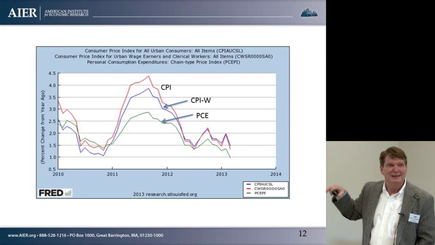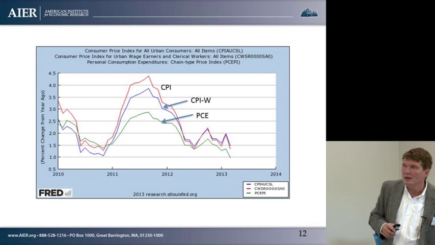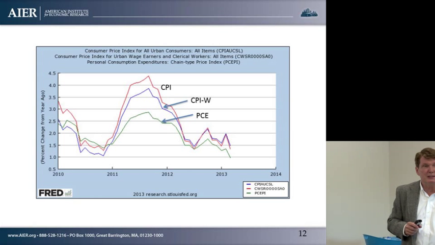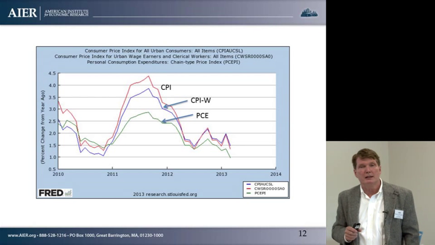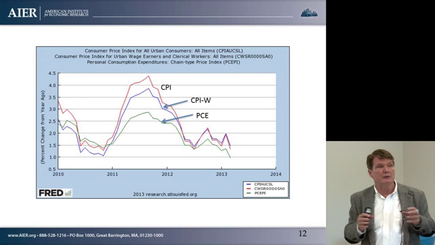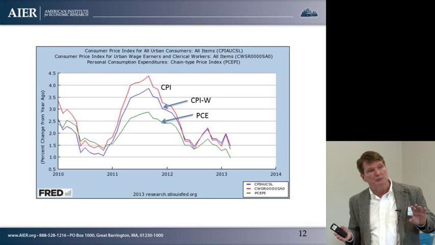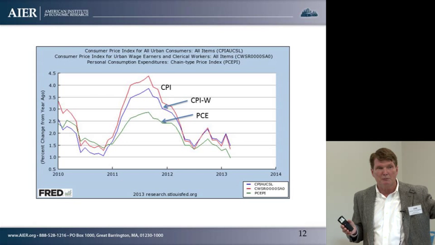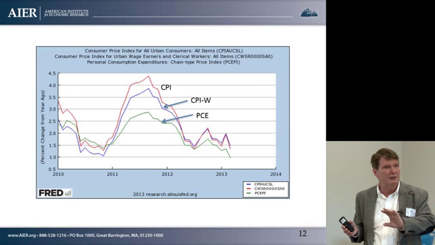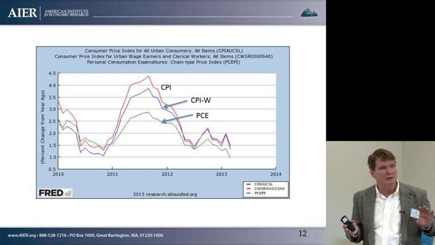So why is the PCE more conservative? It's more broadly based. It doesn't include housing. It incorporates better the substitution effects, which reduce inflation, because if a price goes up for something, you'll replace it with something cheaper, and so your total cost changes.